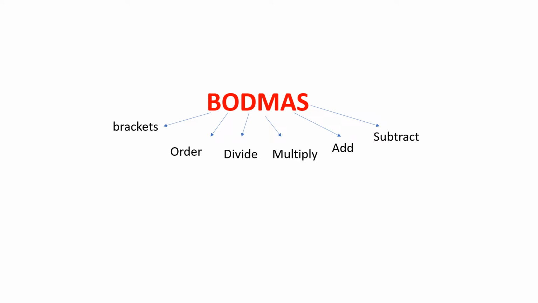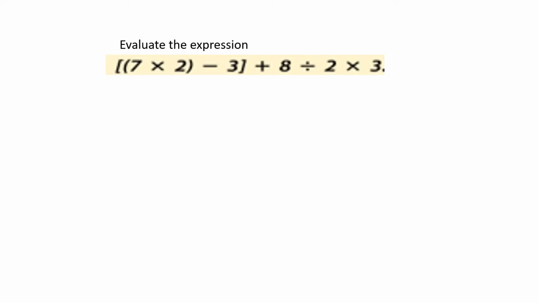So let's take one example to know how to evaluate 7 times 2 minus 3 plus 8 divided by 2 times 3. What is the meaning of evaluate here? Evaluate means find the value of the expression. How to get the value of this expression? You have to follow, of course, the order of operations, which is BODMAS.